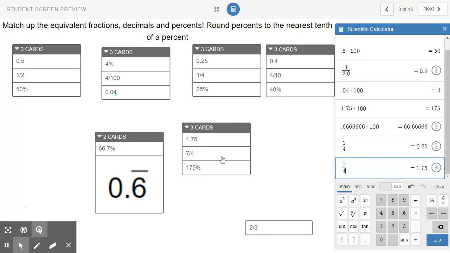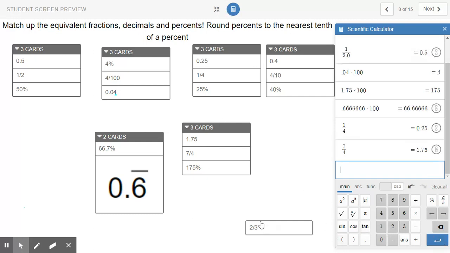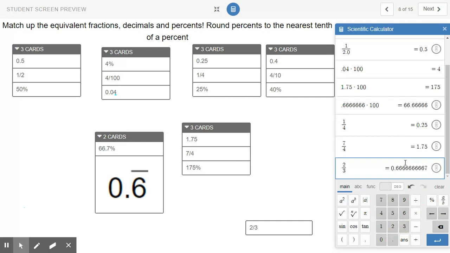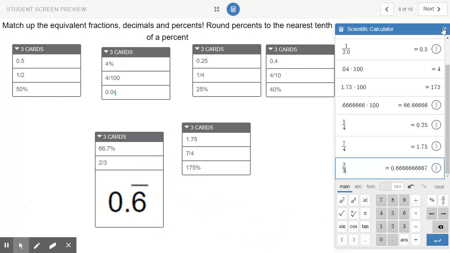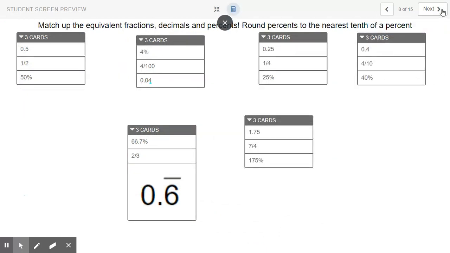I only have one left, but let's double check. 2/3. 2 divided by 3. Indeed, it matches here. So these are all the matches. And this is actually part 1, the very first part of lesson 5. And that's all we're going to be doing today.